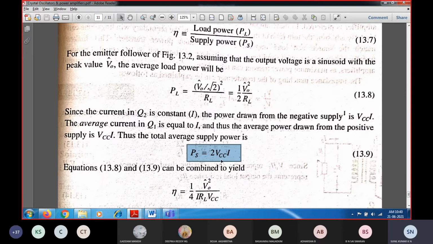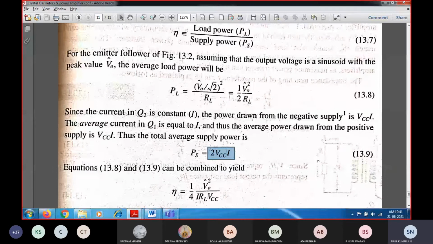For the positive supply, the power delivered is VCC I, and for the negative power supply it is also VCC into I. We are not going to take the sign into consideration, so we have 2 times of VCC I as the power supplied. So take out this ratio, this divided by this.